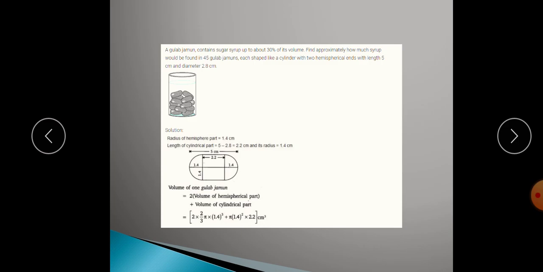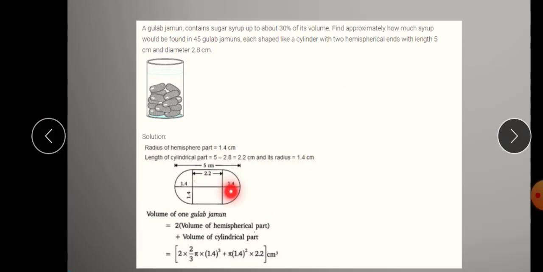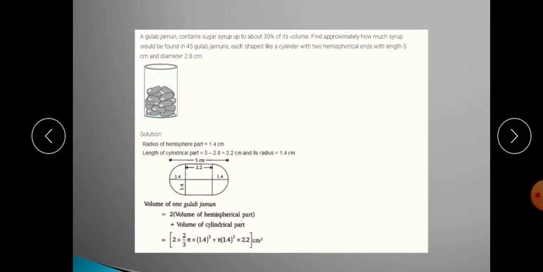Now one more sum, on volume. A gulab jamun contains sugar syrup up to about 30% of its volume. Find approximately how much syrup would be found in 45 gulab jamuns. One gulab jamun contains 30% of its total volume as syrup. Then for 45 gulab jamuns, what is the volume of the syrup?